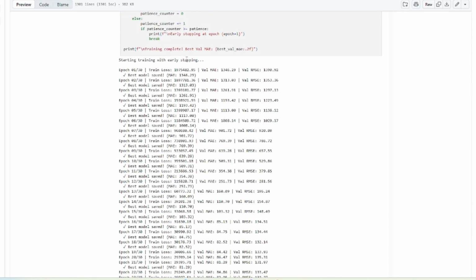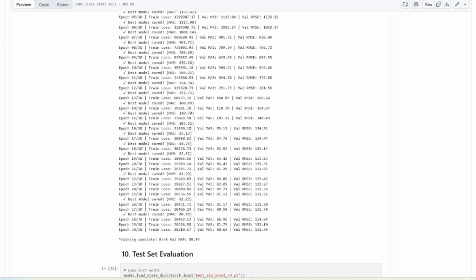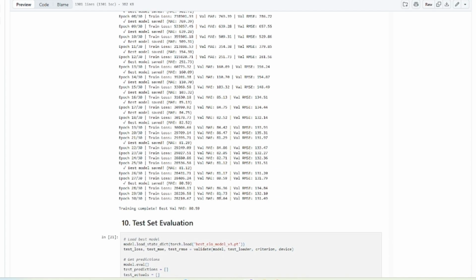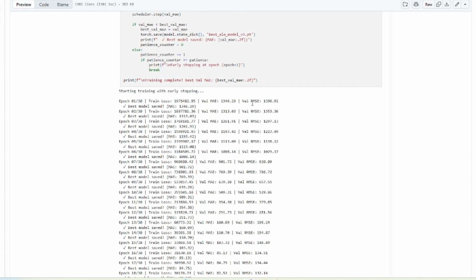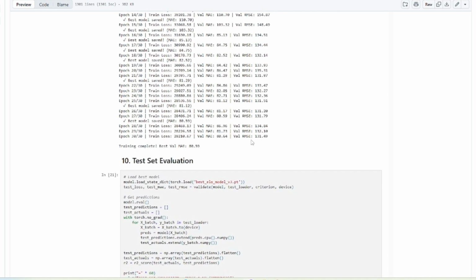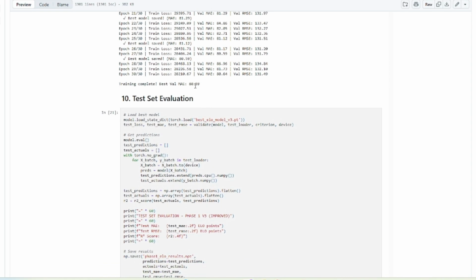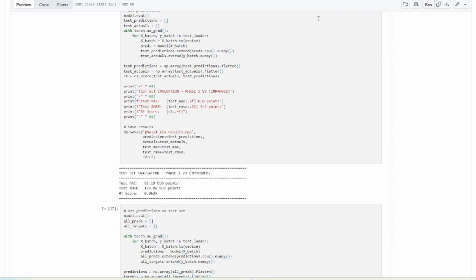And as you can see, over a number of epochs, the mean absolute error values slowly climb down from 1,000 all the way down to 80. And same with the RMSE. So it goes from 1,390 all the way down to 131. And the best value we got was around 81 to 80. And this basically means that on average, our model's values are off by around 80 units.